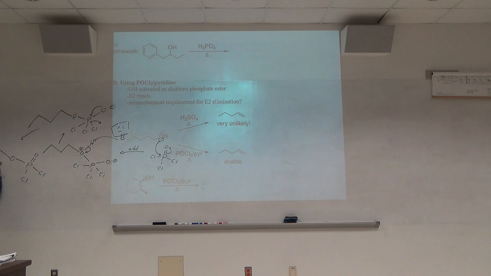This is almost like a tosylate now. The tosylate would have SO2 and an aromatic ring. But this is a good leaving group. Now, what are we trying to do ultimately? We're trying to put a double bond in here.